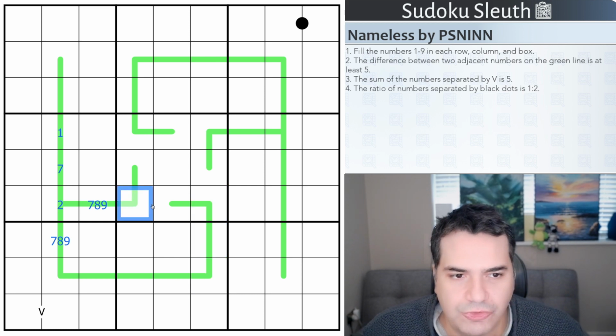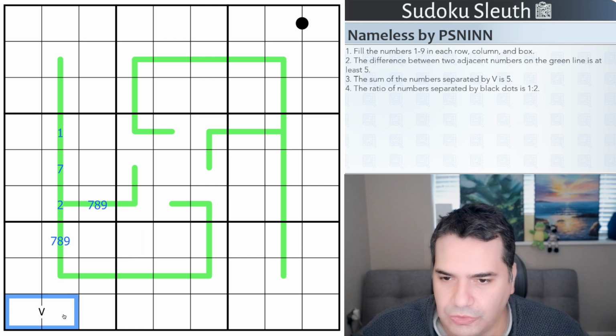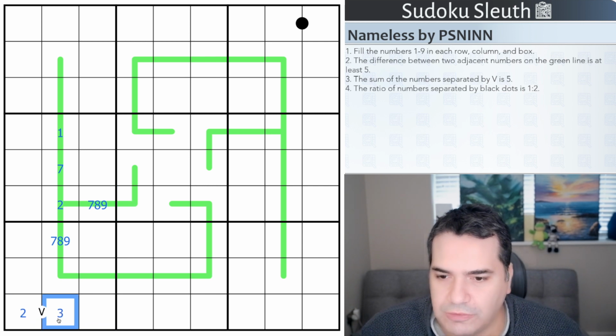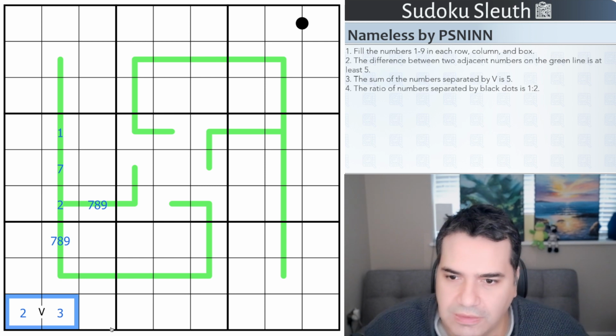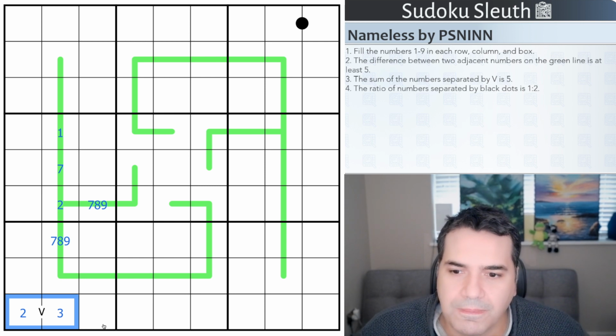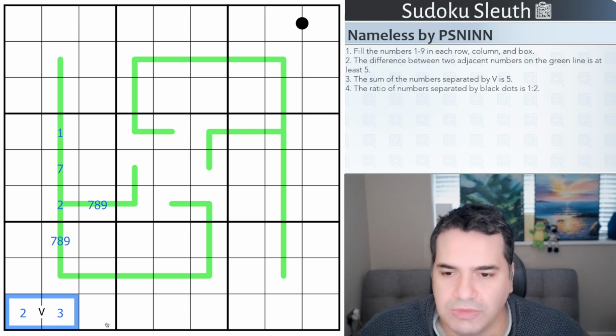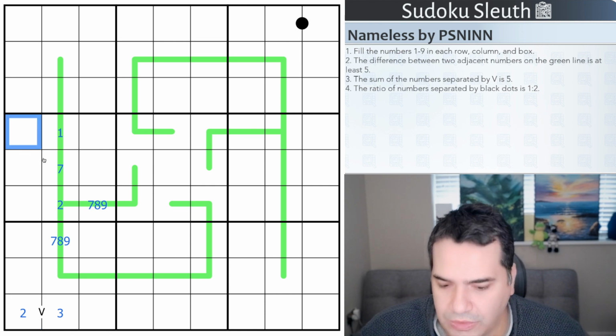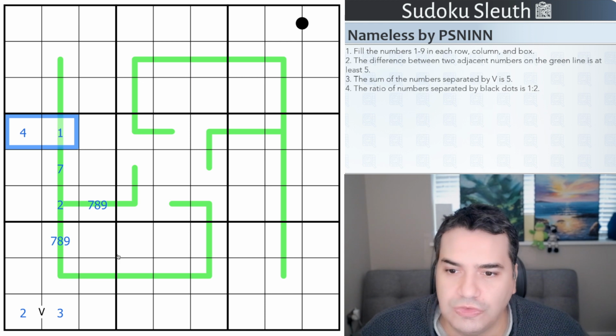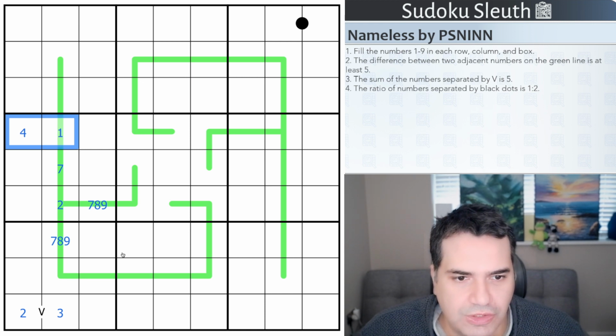The sum of the numbers separated by a V is 5. So down here, for example, you can see that if this is a 2, this would have to be 3, because these two cells have to add up to 5. It doesn't say anything about negative constraints, so I'm going to assume that there is nothing wrong, for example, with this one having a 4 next to it and these two cells adding up to 5. I'm going to assume negative constraints do not apply.